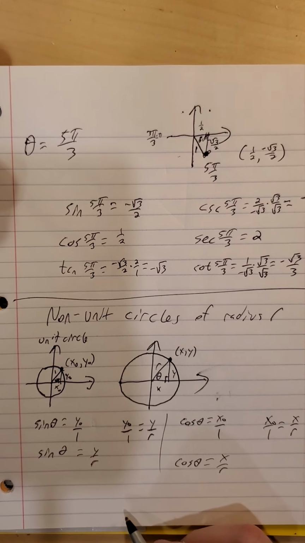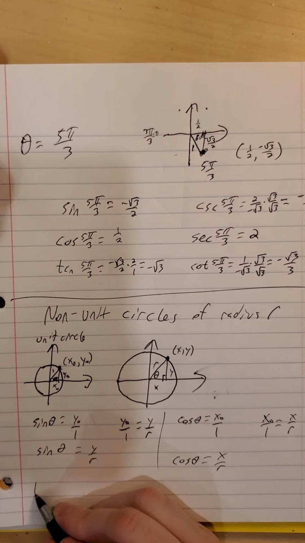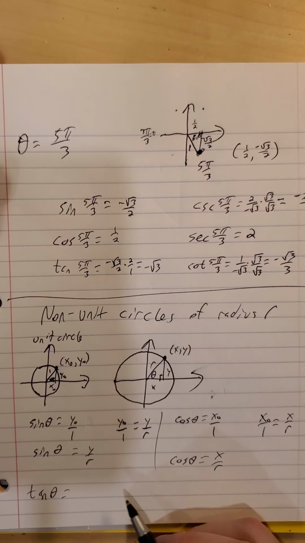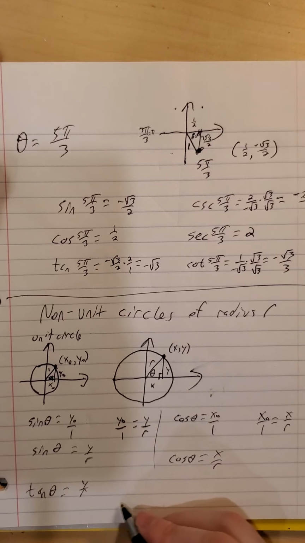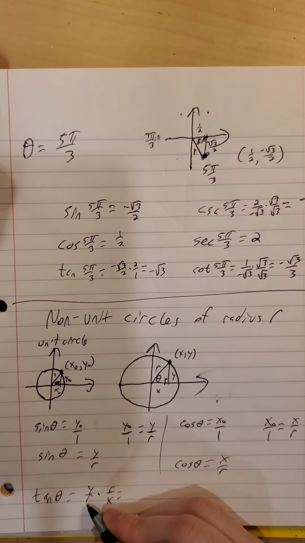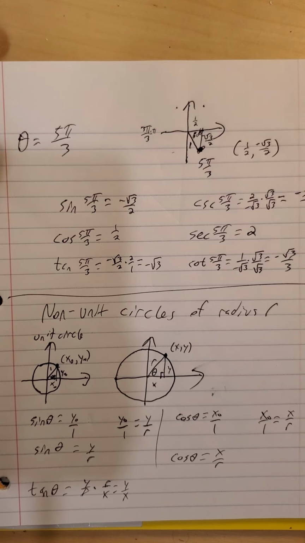And from there we could build all of our similar definitions. Tangent theta, ratio of sine to cosine, y over r divided by x over r is the same as multiplied by r over x. So notice the radius is irrelevant to the tangent. It's still just y over x.